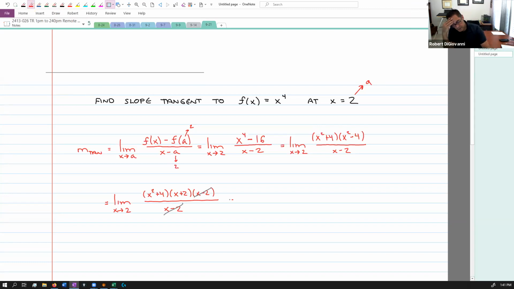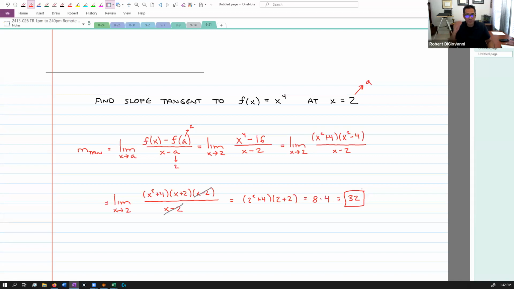And now we can just take the limit, right? Let x go to 2. So we should get 2 squared plus 4 times 2 plus 2. 2 squared is 4, 4 plus 4 is 8 times 4, so you should get 32. That wasn't too bad, right?